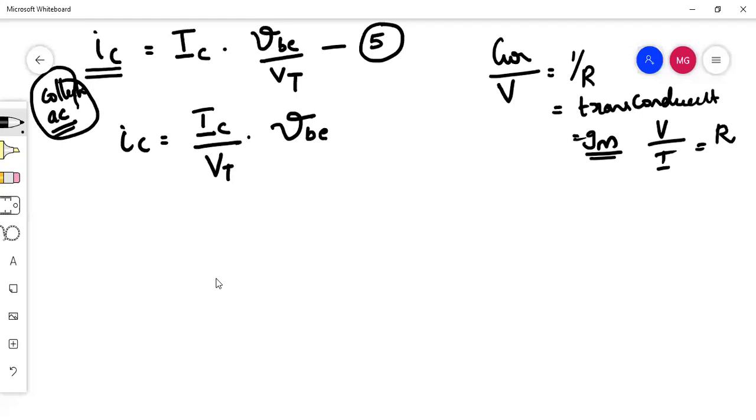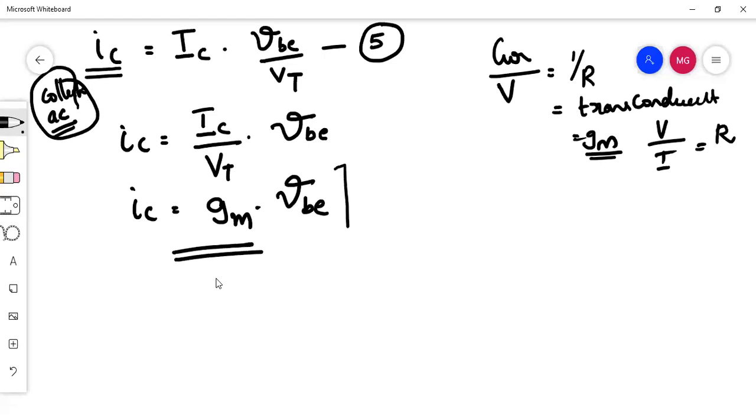So I can replace that, small iC must be equal to gm into small VBE. gm represents transconductance. So the collector current equation, that is small iC, must be equal to gm into small VBE. gm represents transconductance. Very important equation.